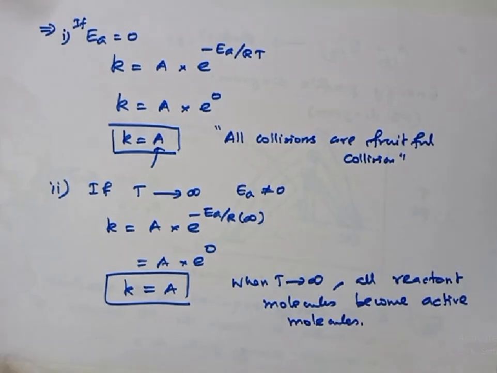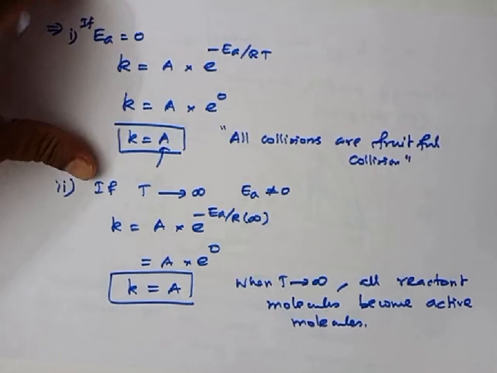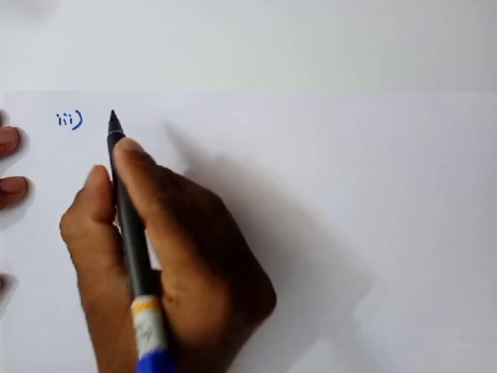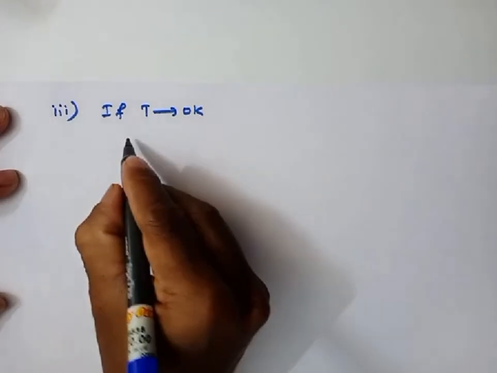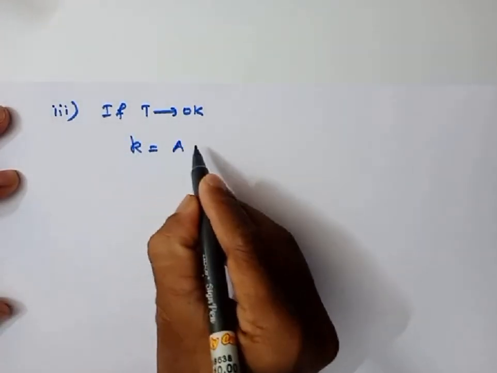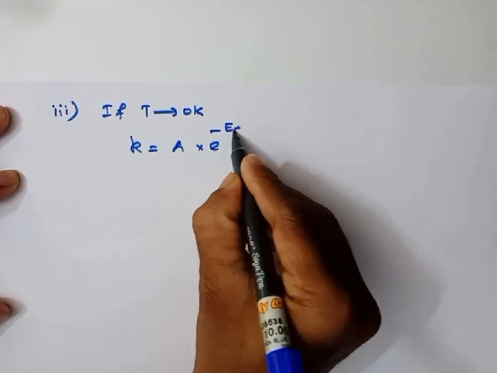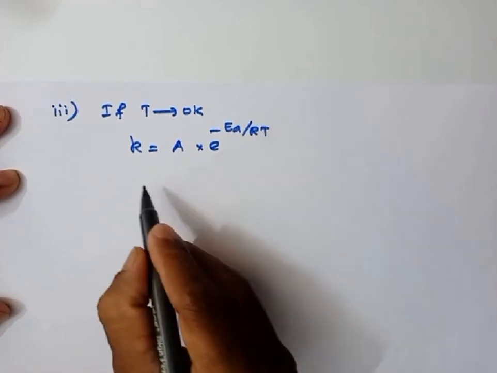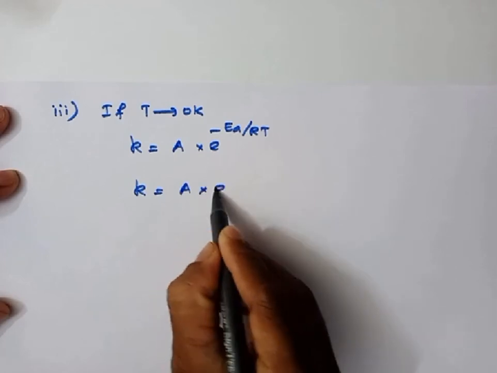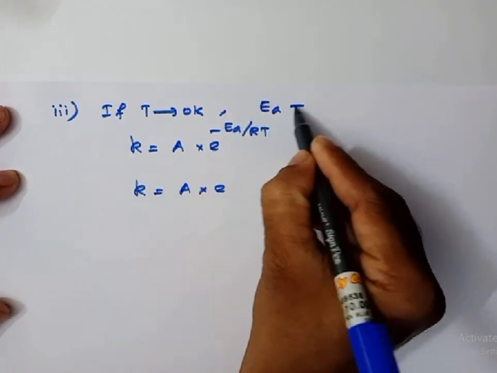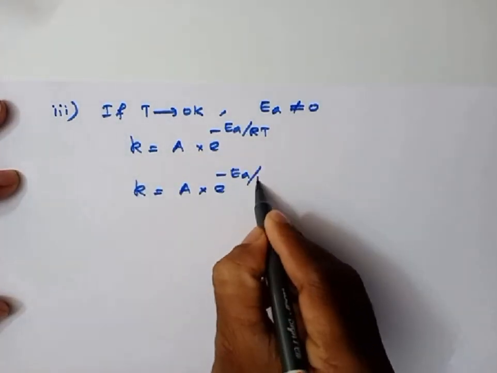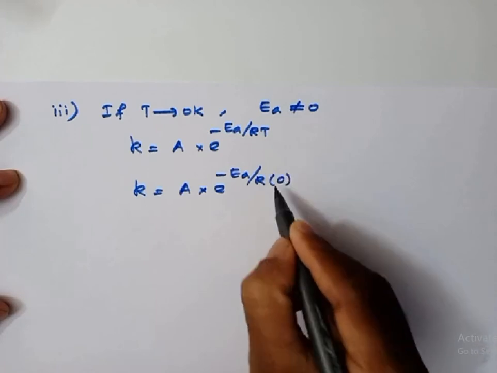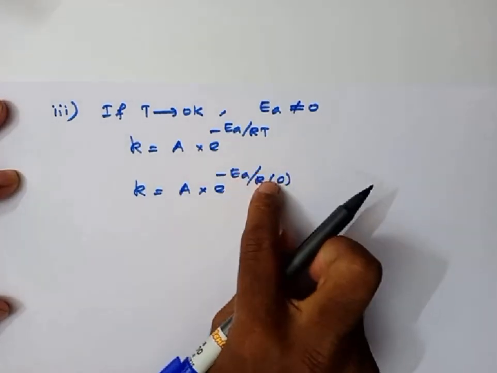Then what happens if temperature approaches 0 Kelvin? This is another important point we should keep in mind. If temperature approaches 0 Kelvin, what will happen? The rate constant k, according to the Arrhenius equation, is A into e power minus EA by RT. In the place of T, I'll put 0. Here also I am assuming activation energy is not 0, we have some activation energy. So e power minus EA by R into T, and in the place of T, I'll put 0. 0 into R is 0. Something by 0 is infinity.